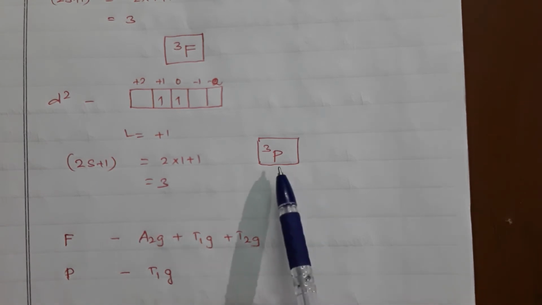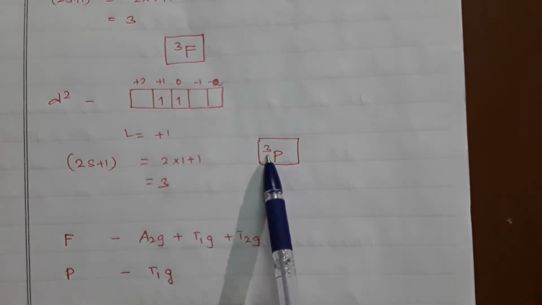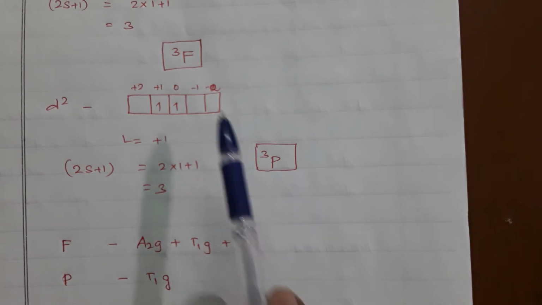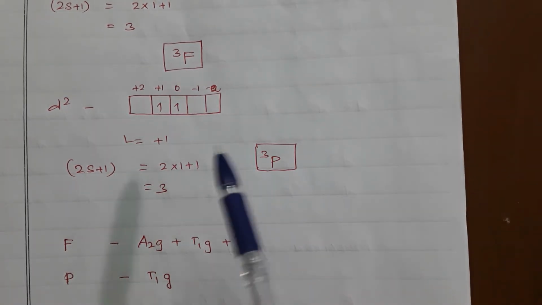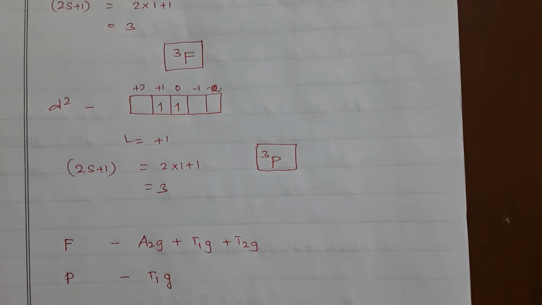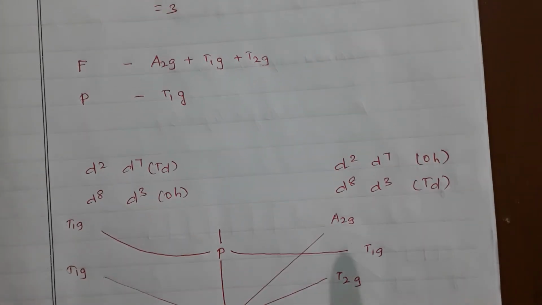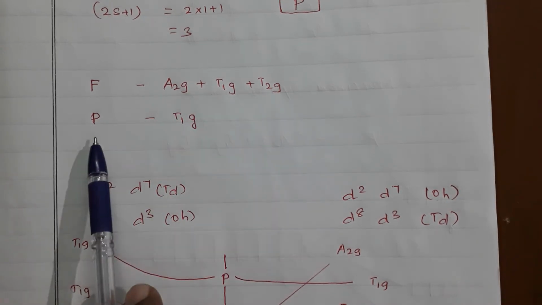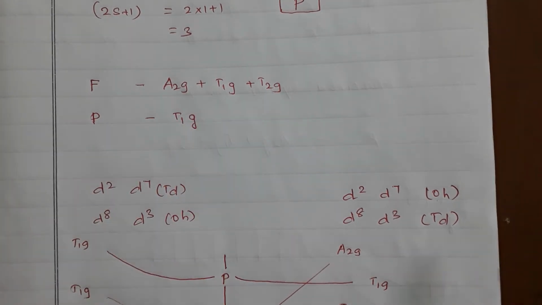You are having the P term. The spin multiplicity is 3. You can see that the spin multiplicity of the P term and the F term are both the same, so we can include both terms in the orbital diagram. So this is for the F term: A2g, T1g, T2g. For the P term, that is T1g.